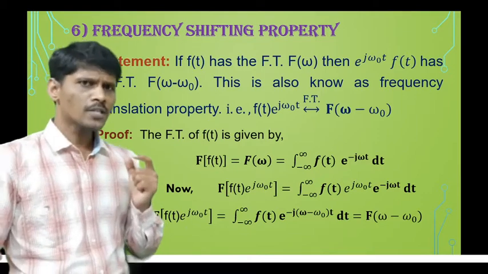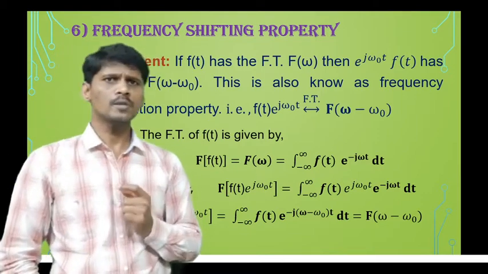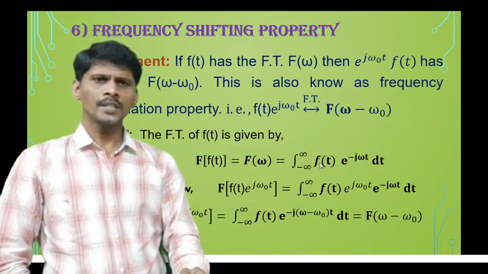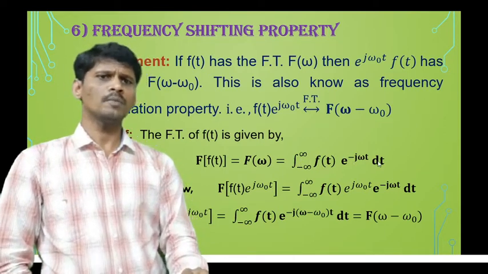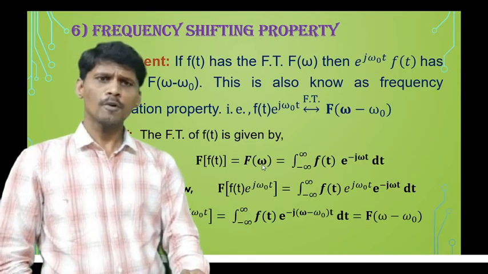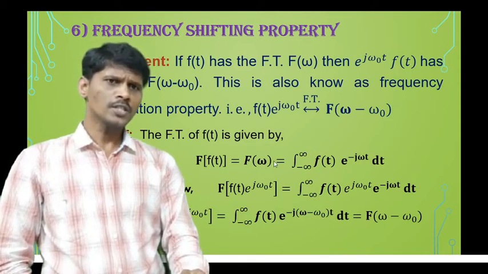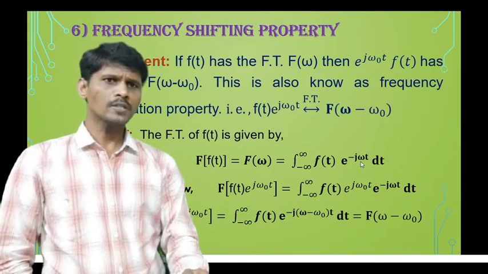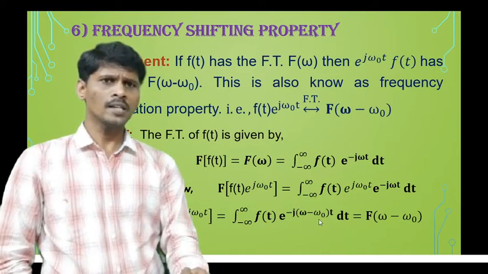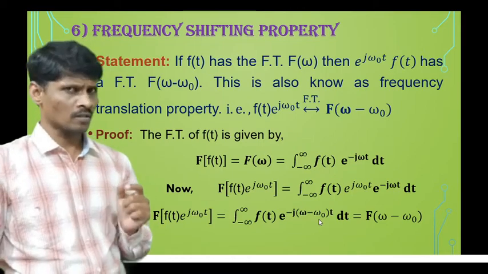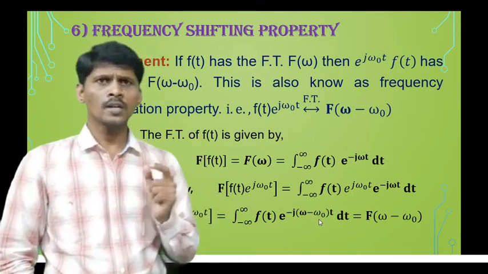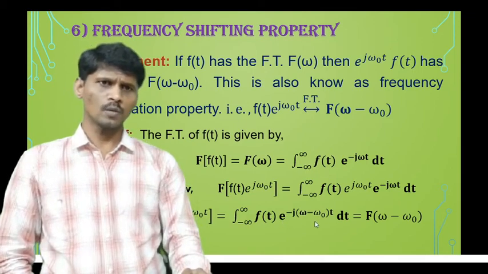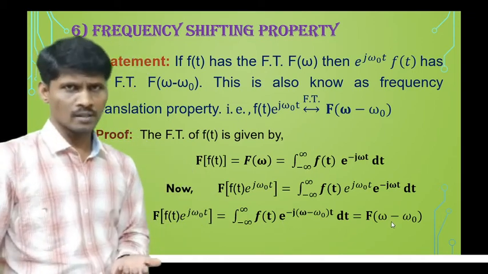Using the definition of the Fourier transform. What is the definition of the Fourier transform? The integral from minus infinity to infinity of f of t e power minus j omega t dt is F of omega. So using this definition, here in the RHS of the integral term, in place of omega, what value is there? Omega minus omega naught. So using the definition of the Fourier transform, this integral term is equal to F of omega minus omega naught.